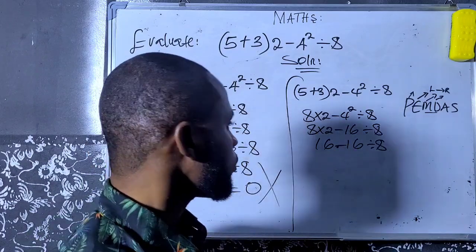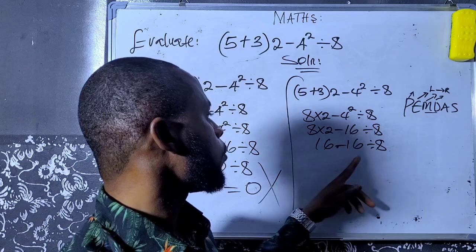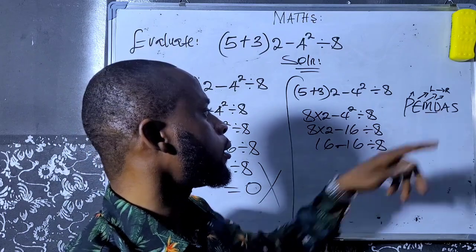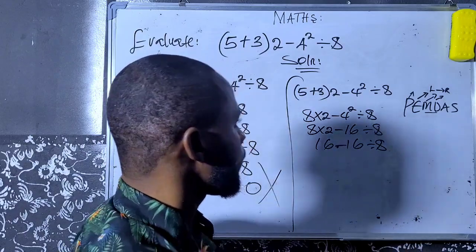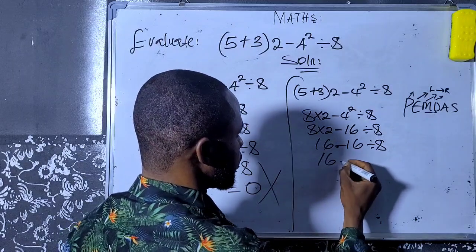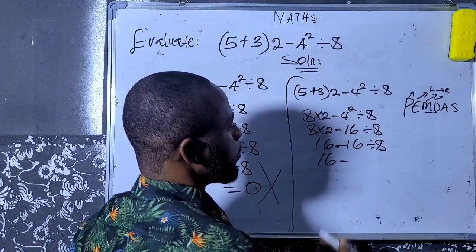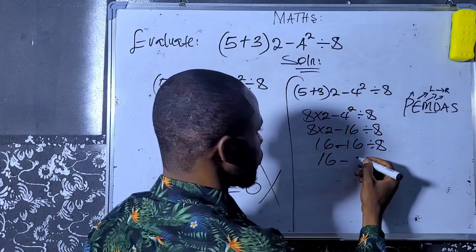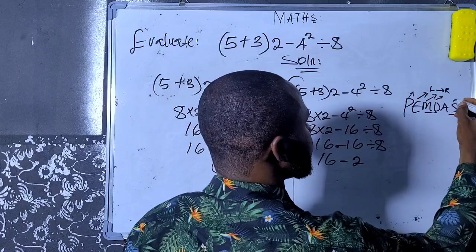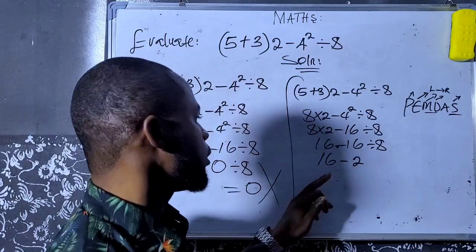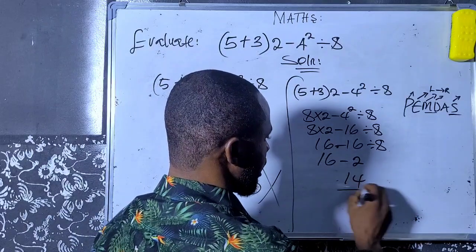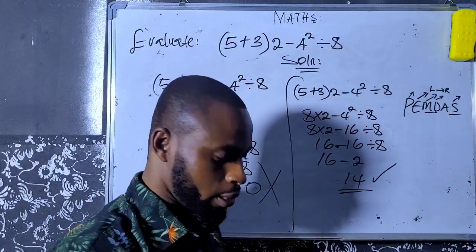Then in this case, we are going to consider division. We are going to consider division before subtraction. We have here 16 minus 16 divided by 8, that gives us 2, and we pick out subtraction. 16 minus 2, that gives us 14, and this is the correct answer.